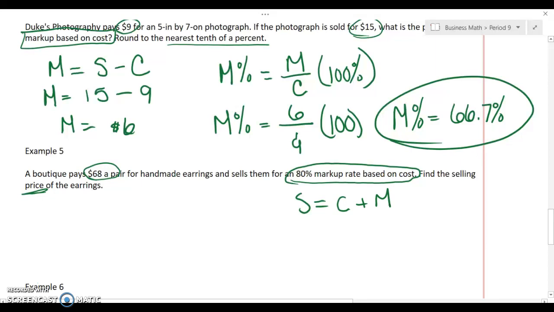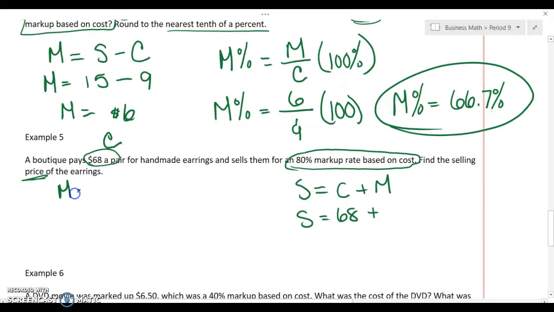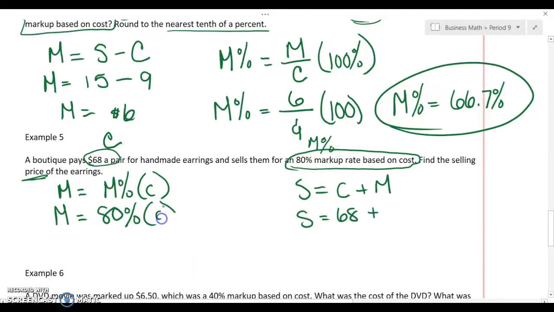What do we know in that formula right now? We know the cost. These earrings cost us $68. What don't we know? The markup. But what we do know is that it was marked up 80%. Well, what does that do for us? Another formula here. To find the markup, we take the markup percent times the cost. So what is our markup percent? Right here, markup percent is 80% times the cost.